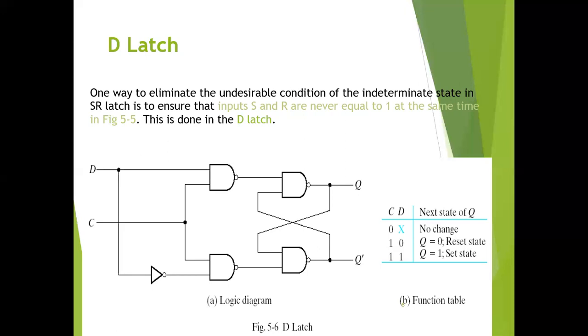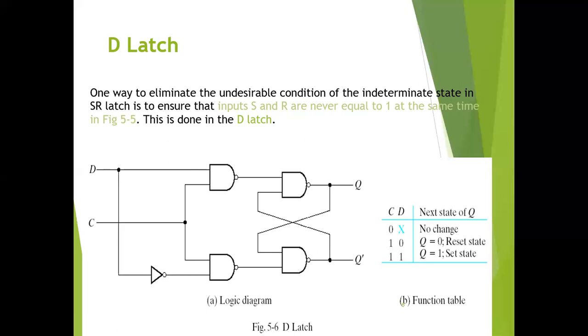When the output Q is equal to 0, Q prime will be equal to 1, and when Q is equal to 1, Q prime will be equal to 0. The D latch receives that designation from its ability to hold data in its internal storage. It is suited for use as a temporary storage for binary information between a unit and its environment.